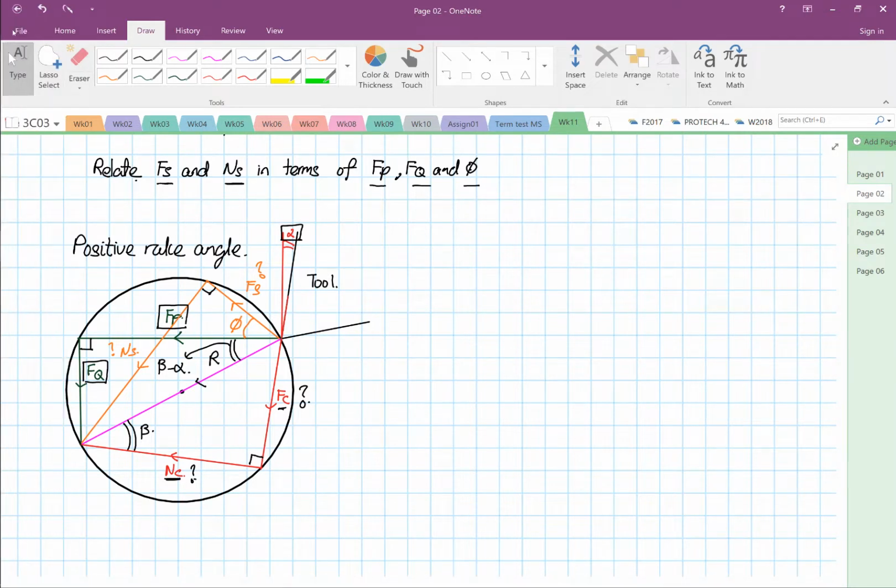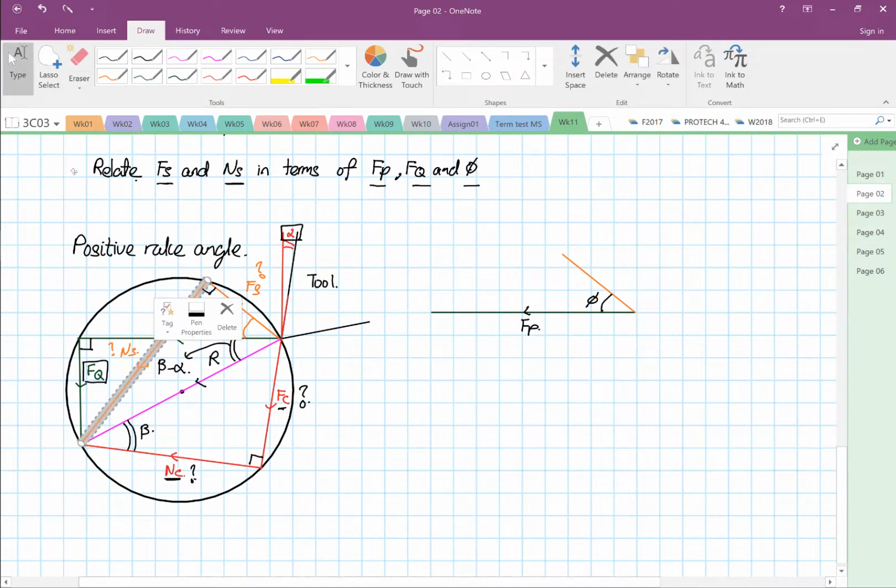Okay, so like before, I'm going to copy the length of Fp. So this is my length of Fp, and this is the direction of Fp, and then my direction for Fs. Okay, so this is my direction of Fs. Now Fs is controlled by an angle, which is the shear angle phi over here. It's controlled by the shear angle, and then I have to find the direction of Ns.